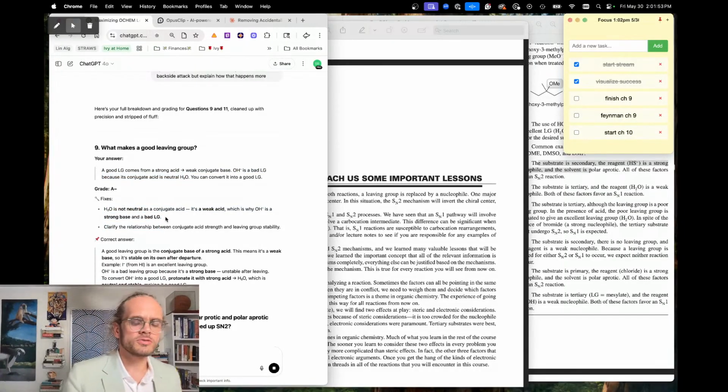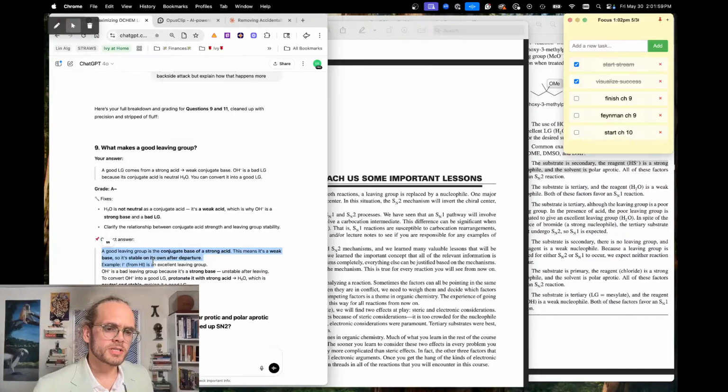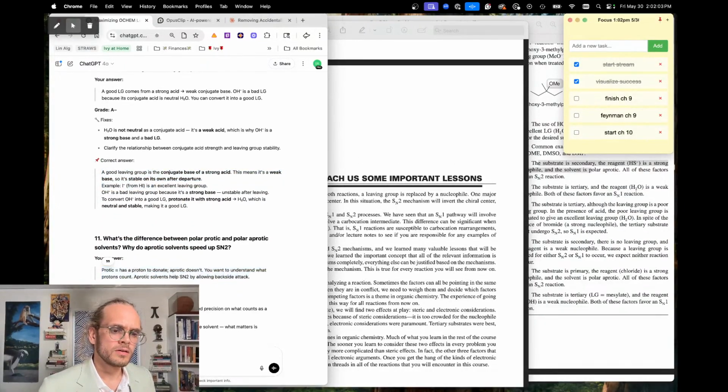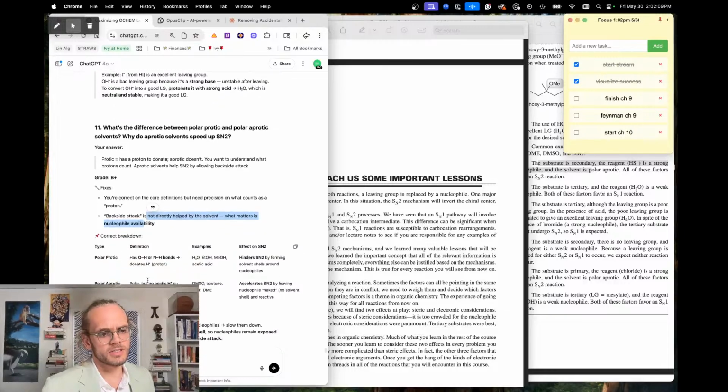It's not neutral. It's a weak acid, though. Okay. Good leaving group is the conjugate base of a strong acid. Good. Nucleophile availability is the key here. Okay.